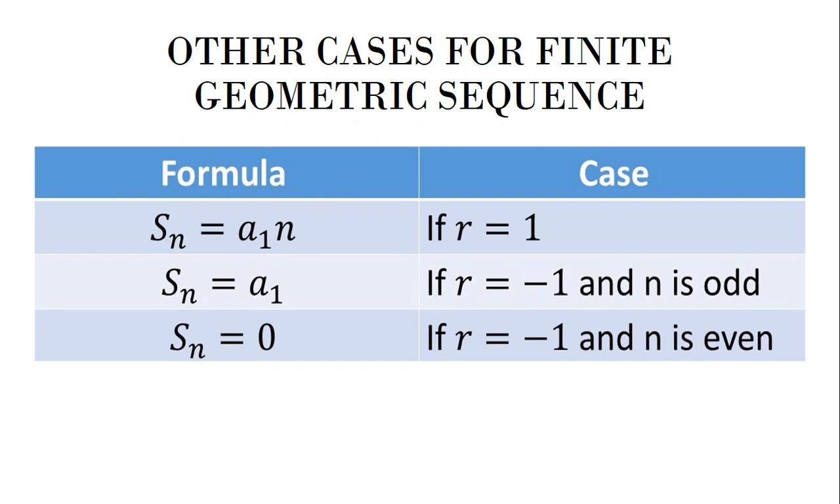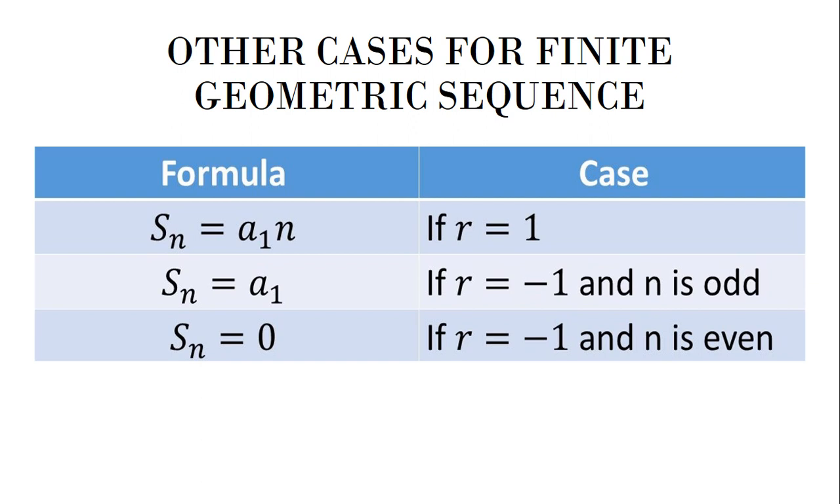Ibang cases ng finite geometric sequence. For first example, kapag yung common ratio niya is 1, ang sum ng geometric sequence ay a sub 1 o first term times yung number of terms. For example, 2, 2, and 2. So, first term is 2 and second term is 2. So, 2 divided by 2 is 1. So, ang common ratio niya is 1. And i-multiply mo lang yung first term, tapos kung ilan sila. So, 2 times 3, 6. So, 2 plus 2 plus 2, yun ay 6.